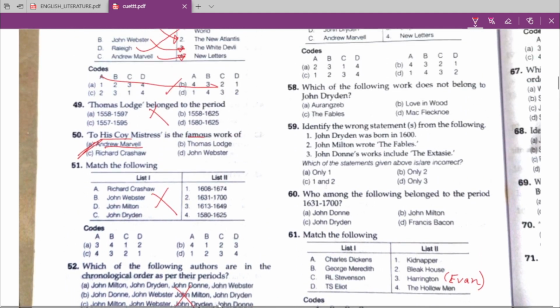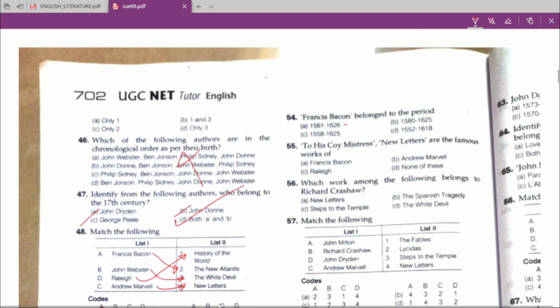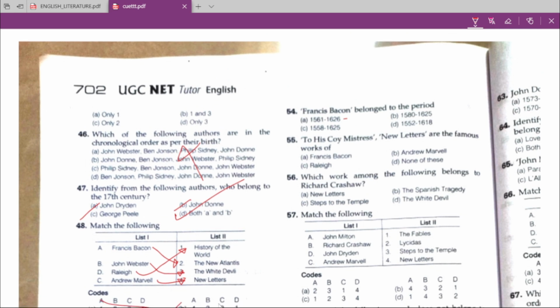Next question. 54. Francis Bacon belonged to the period 1561 to 1626. To Which Poem and Mistress, New Letters are the famous works of Andrew Marvell. Andrew Marvell has written To Which Poem, Mistress, New Letters.